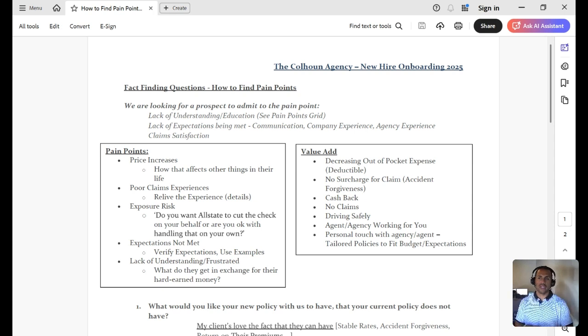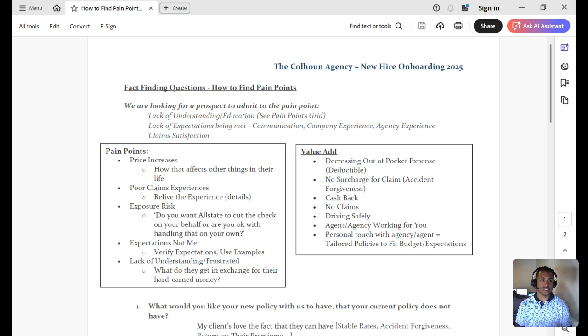So, how do we add value through the course of this conversation? Well, depending on what their pain point is, you can start exposing certain things that are value adds. One of the big ones is decreasing out of pocket expenses, right? If somebody had a poor claims experience, and it was related to them not realizing they had such a large out of pocket expense, as an example, that can be an element where you dive in to help provide them with a solution to that problem.